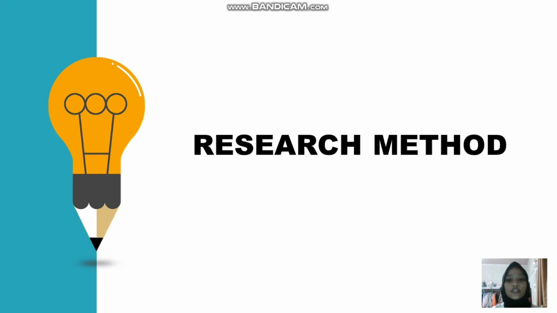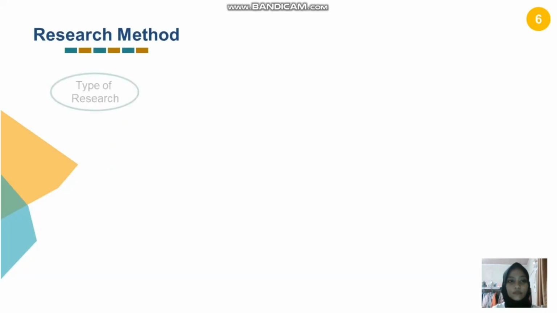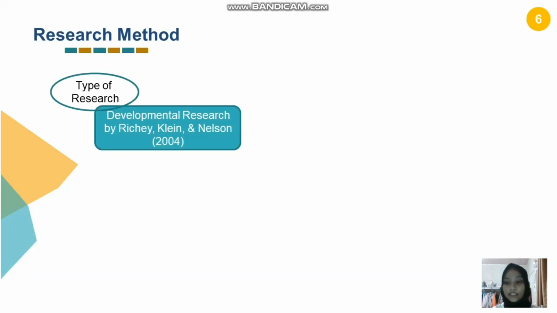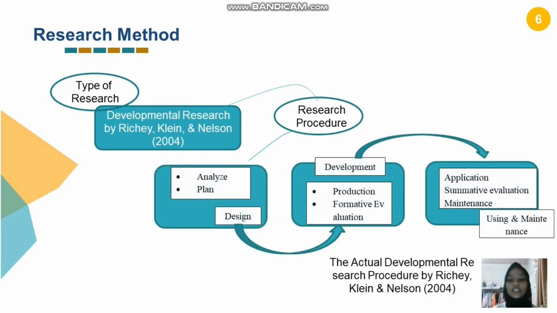So we continue to the research method. The type of this research is classified as developmental research. The developmental research used for this research is by Ritchie, Klein, and Nelson. The procedure of research by Ritchie, Klein, and Nelson has three scopes: the first is design, development, and using and maintenance. This is the actual developmental research procedure by them.